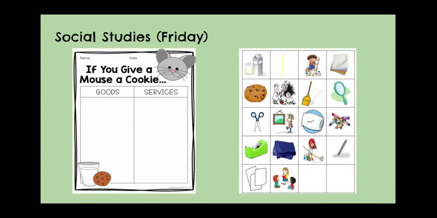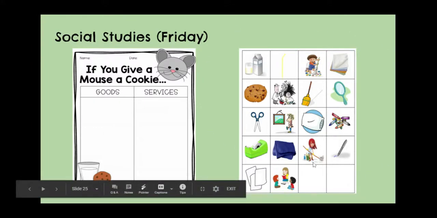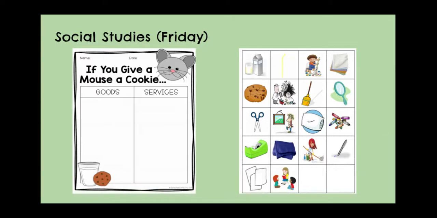Next, I would like for you to draw some examples of goods underneath the word goods and some examples of services underneath the word services. On this side of the screen are some pictures. You can choose to draw some of these pictures to sort them into the category of goods or the category of services, or you can come up with your own.